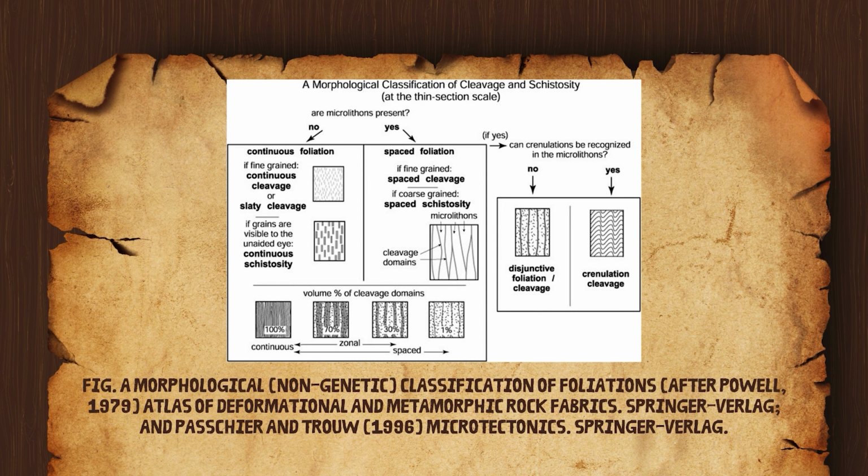Disjunctive foliation cleavage, granulation cleavage, and volume percentage of cleavage domains: continuous, zonal and spaced. Morphological classification of foliations, atlas of deformational and metamorphic rock fabric, and this can be shown here in this diagram.